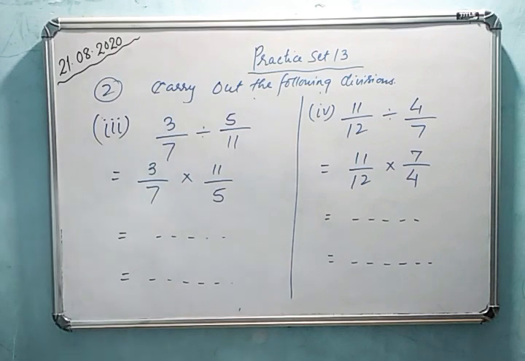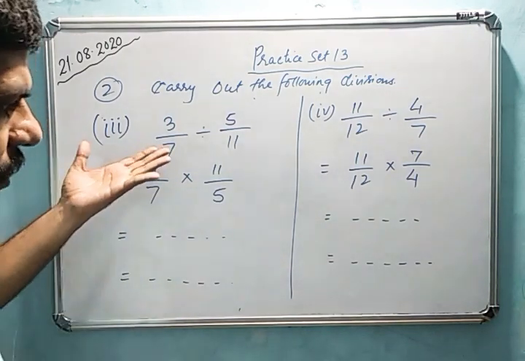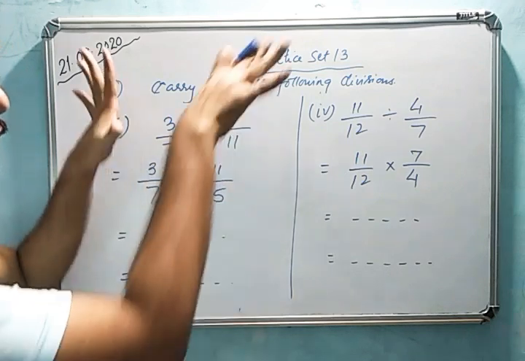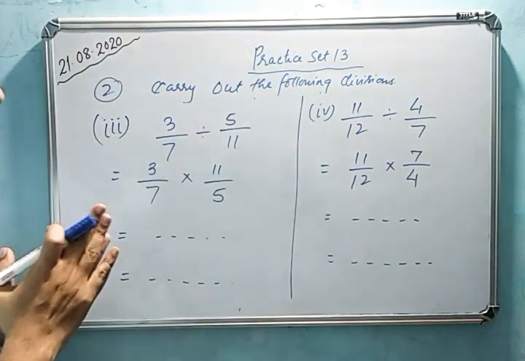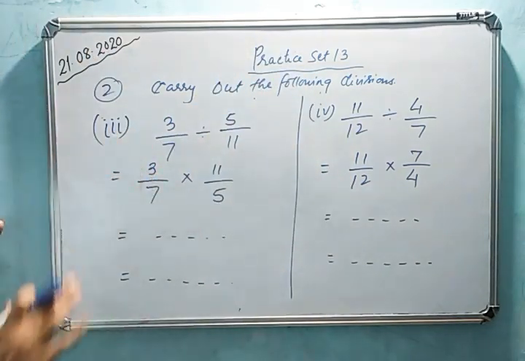Students, now see here third and fourth sum. I have just done one step for you. You have to complete this sum. Look at first and second sum how we have solved. Similarly, you will solve third and fourth.